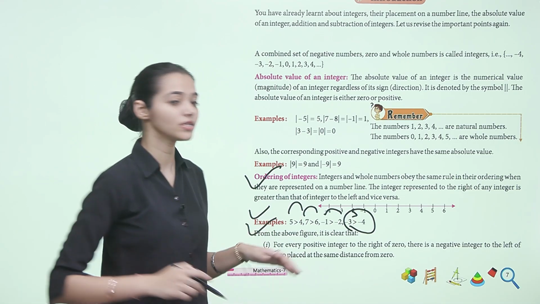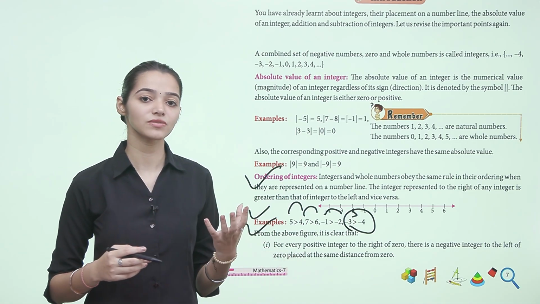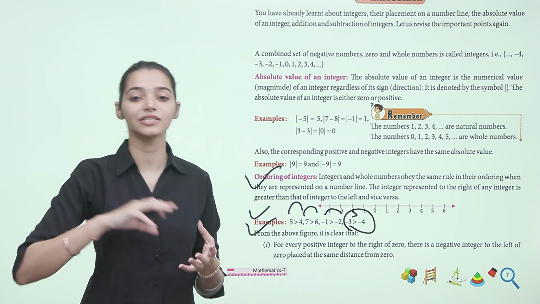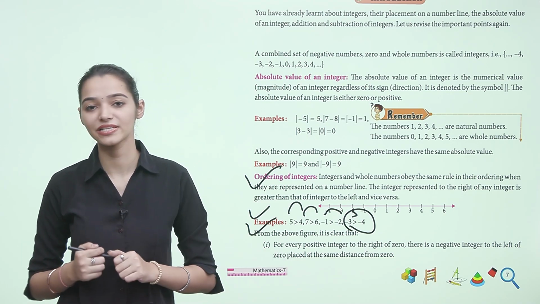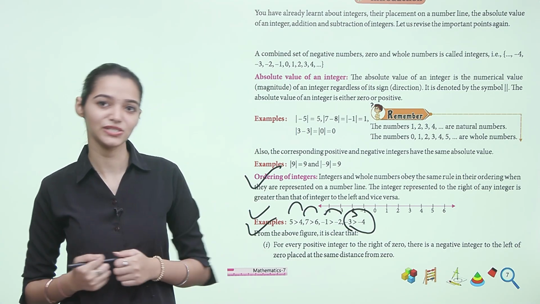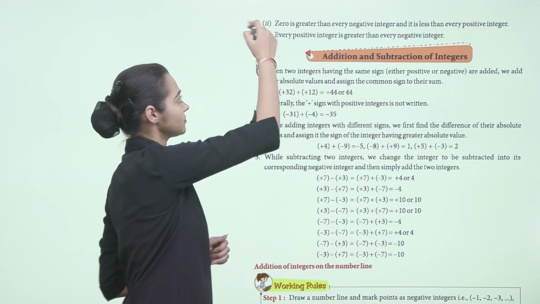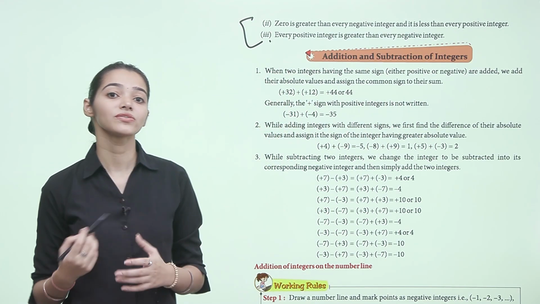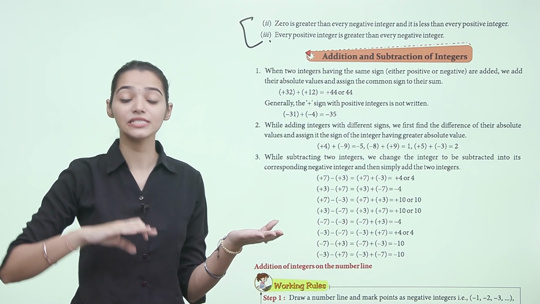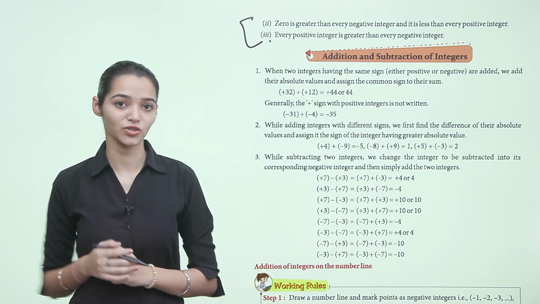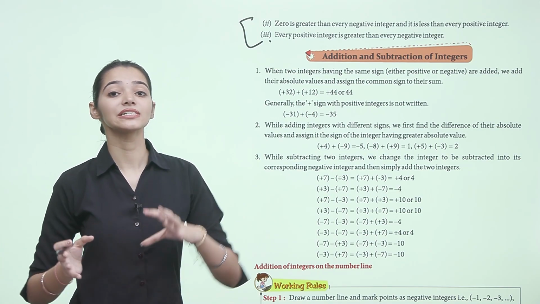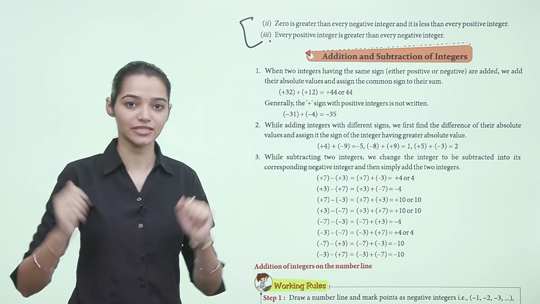From the above figure, it is clear that for every positive integer to the right of 0, there is a negative integer to the left of 0 placed at the same distance from 0. Now 0 is greater than every negative integer and hence it is less than every positive integer. Every positive integer is greater than every negative integer.